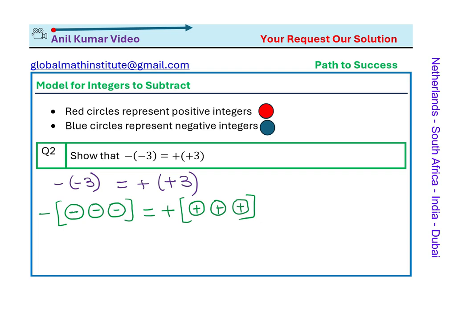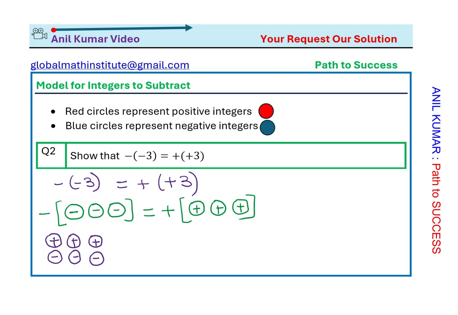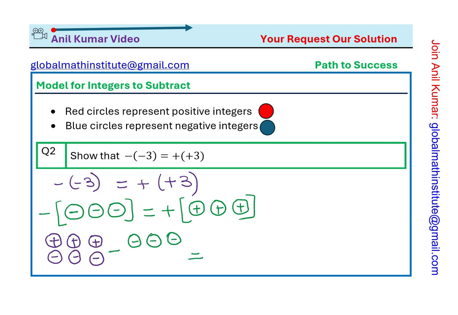Since we have to take away 3 positive, I will add 3 zeros here, right? So 3 zeros literally means what? Combination of plus and minus, right? So combination of plus and minus, 3 of these. You see that? Now from this combination of plus and minus, we are going to take away these 3 negatives. And see what do we get.